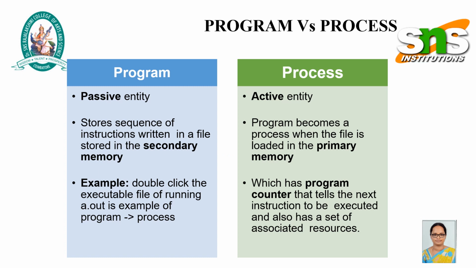Program versus process. A program is a passive entity. It stores a sequence of instructions written in a file stored in the secondary memory. For example, double-clicking the executable file, running a.out, is an example of a program. Next one, process. It is an active entity. A program becomes a process when the file is loaded in the primary memory, which has a program counter that tells the next instruction to be executed and also has a set of associated resources. So these are the differences between program and process.